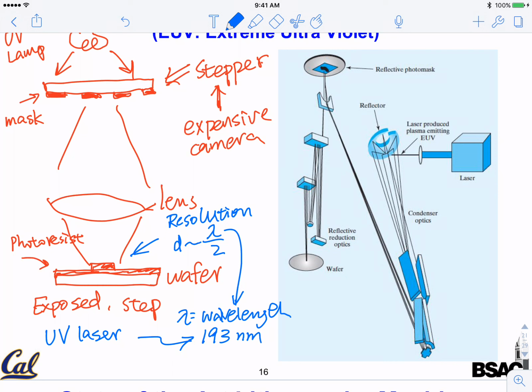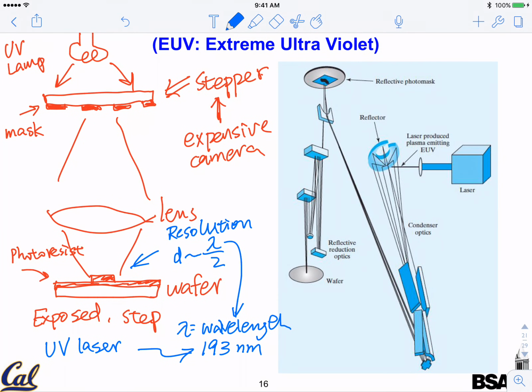Wavelength is not getting any smaller. How do we make structures smaller than a wavelength? Well, that's how this industry has developed. They actually make structures smaller than a wavelength. The second latest thing is they start to immerse the whole thing in water. Water is known to have a refractive index of 1.3. Okay, so the refractive index is 1.3.